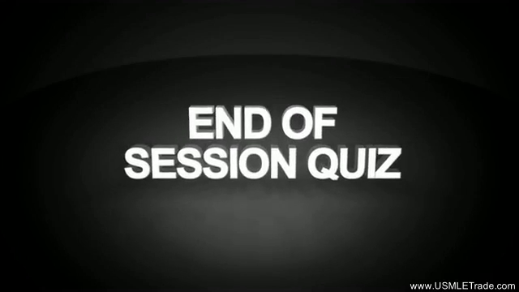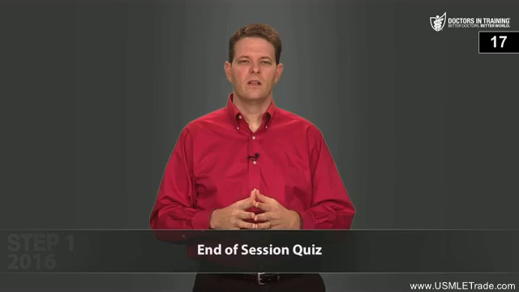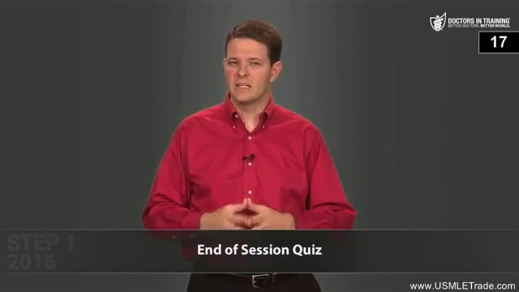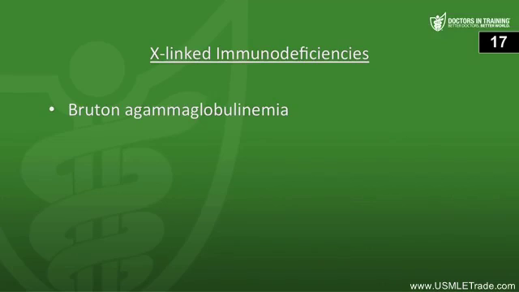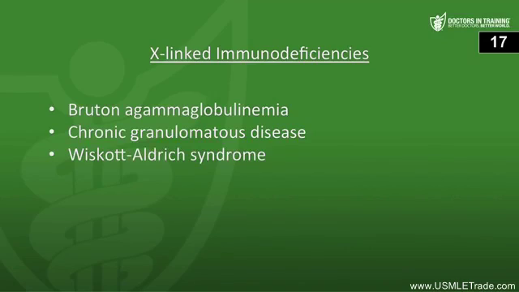All right, now we're ready for the end of session quiz. So work through those questions, then we'll go over them together. First question, what are the X-linked immunodeficiencies? So we mentioned Bruton agammaglobulinemia, chronic granulomatous disease, not always, but most of the time, Wiskott-Aldrich syndrome, most cases of SCID are X-linked, and most cases of hyper-IgM syndrome are X-linked.